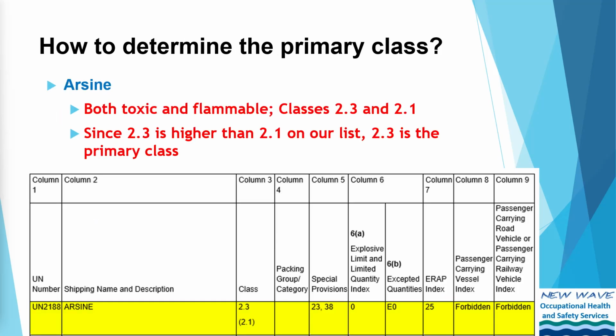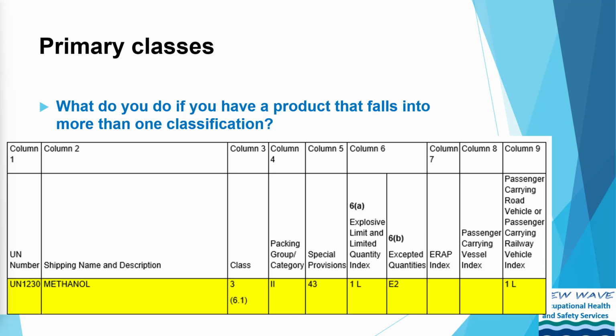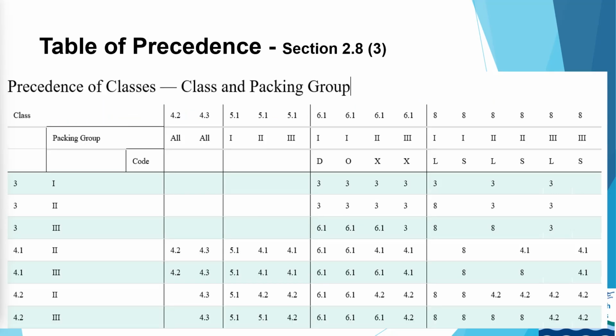For example, take arsine, a gas formed by mixing arsenic with acid. It is both toxic and flammable, classes 2.3 and 2.1. Since 2.3 is higher than 2.1 on our list, 2.3 is the primary class. That's okay for gases, but what about methanol, which is a liquid? For liquids and solids, the regulations have a table of precedence, which tells you the primary class for any combination.